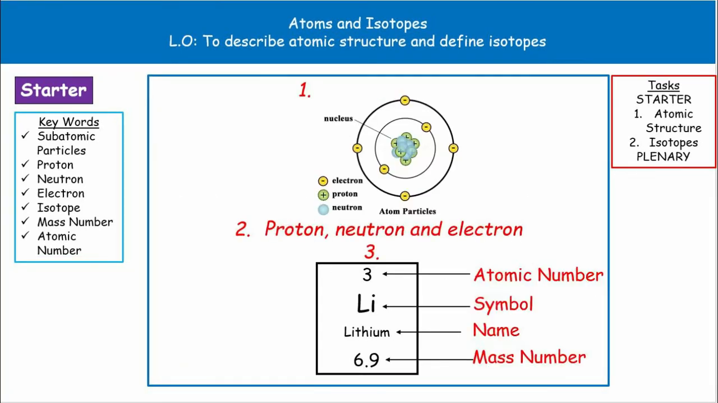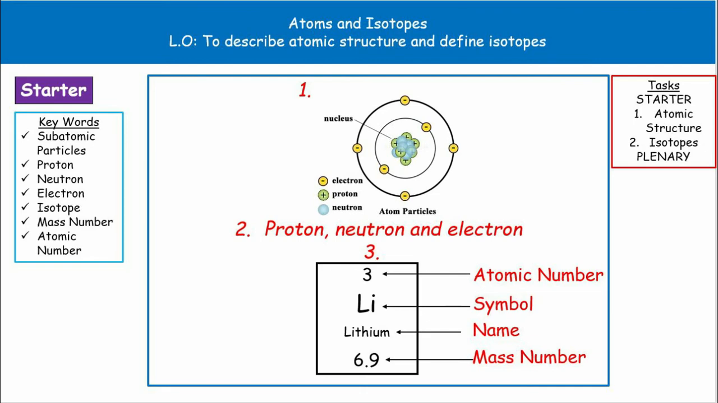Okay, let's check those answers then. Hopefully your structure of an atom diagram looks like the picture at the top. In the center we've got our nucleus made up of our protons and our neutrons, and then in the shells around it we have the negative electrons. The three subatomic particles for number 2 are proton, neutron and electron. Tick these if you're getting them right, of course.